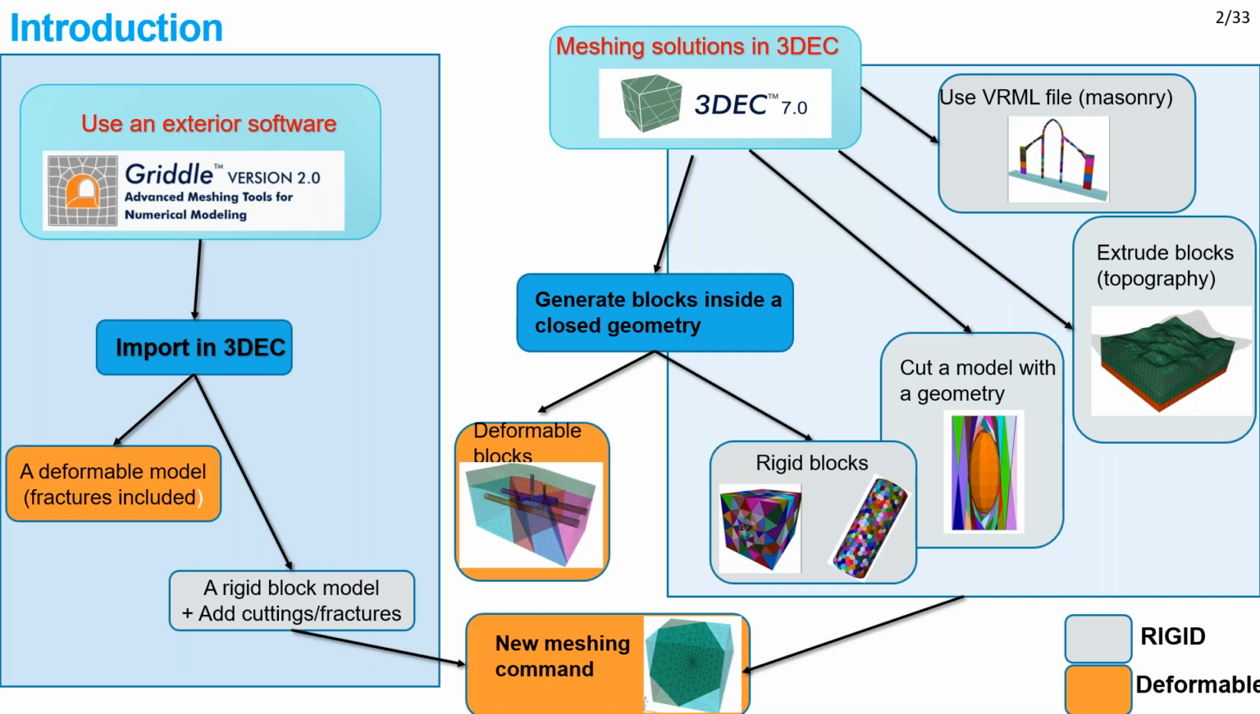Another solution is to do the meshing entirely inside 3DEC. So this is possible with 3DEC 7.0 because we can generate the meshing using geometries. So we can do deformable blocks using geometry or rigid blocks. We can also use geometries to do masonry models or generate a model that conforms to a topography surface. And for deformable models, we have a new interesting meshing command.